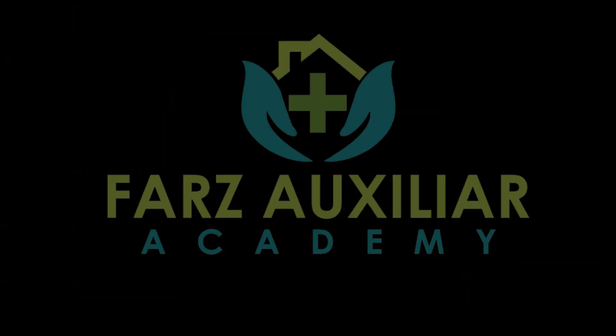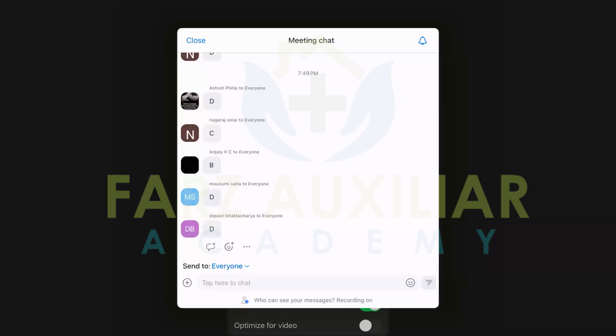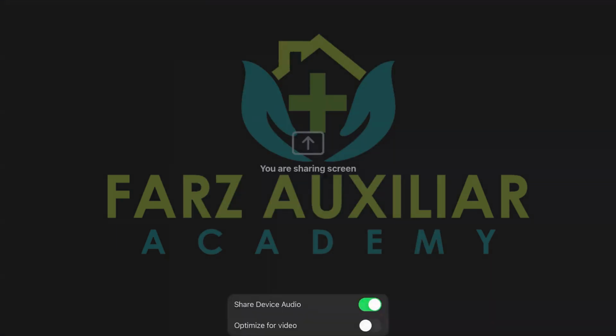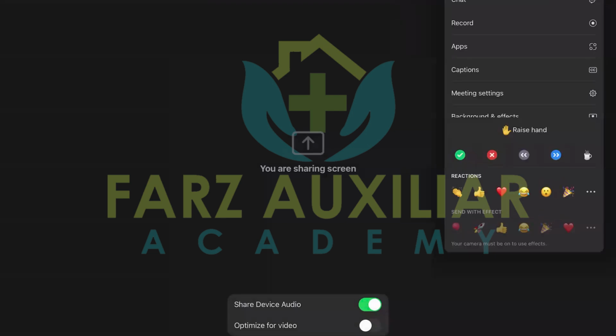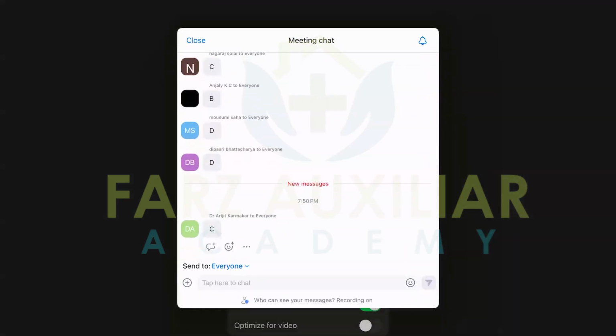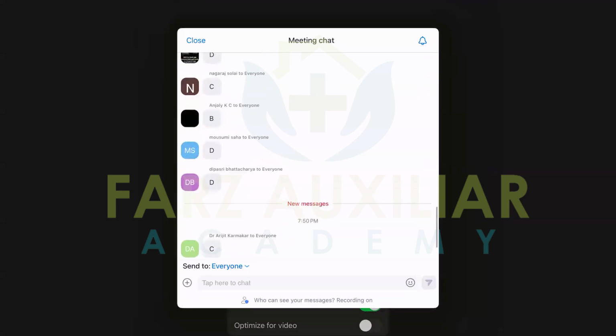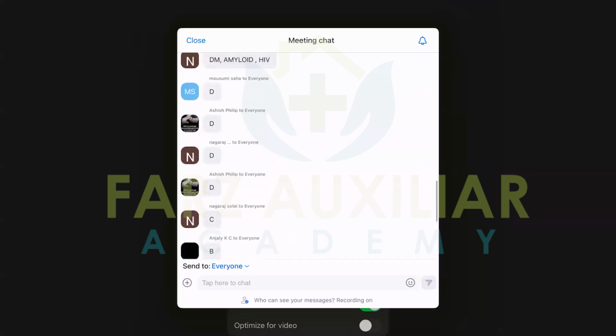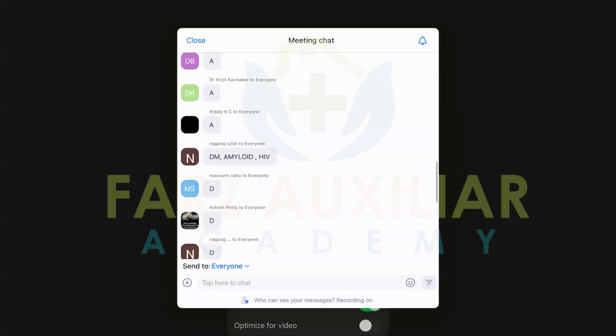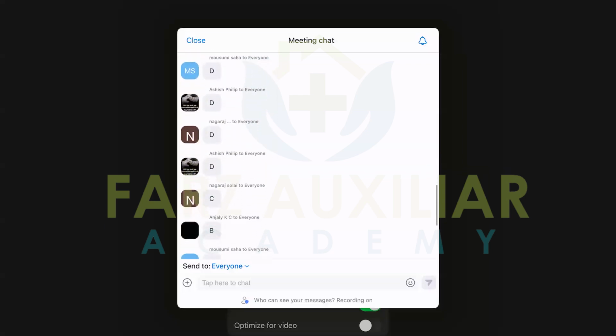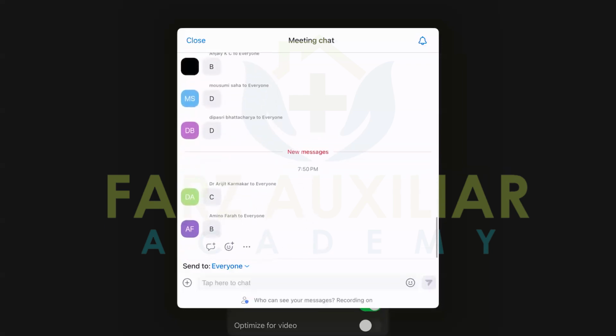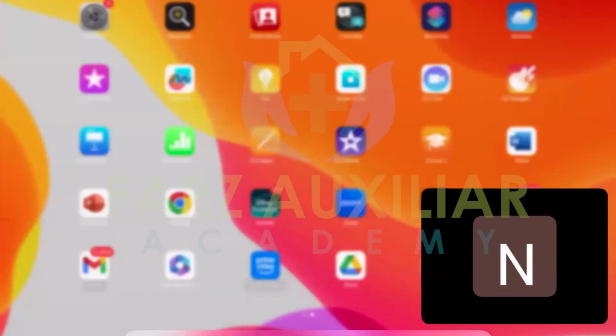Chat box. Everybody has told an option. Different people told different options. C, B, D. I think D option is for this question. Okay, let's discuss.